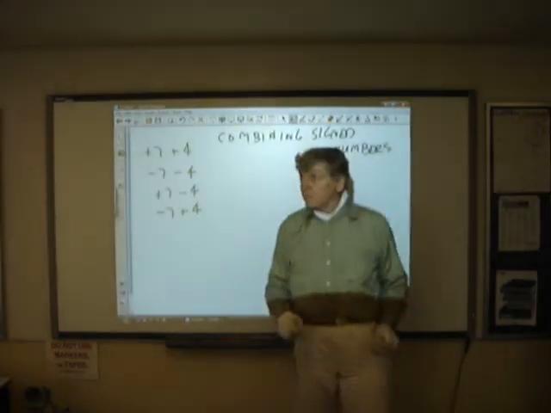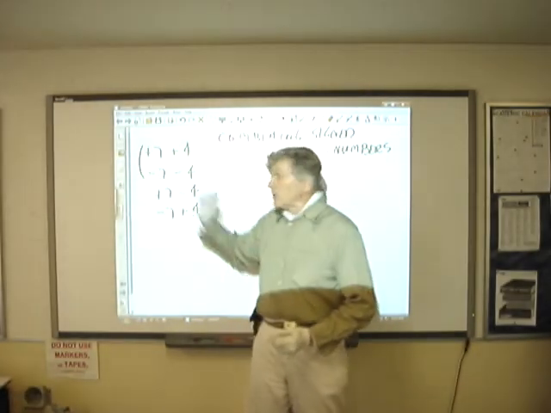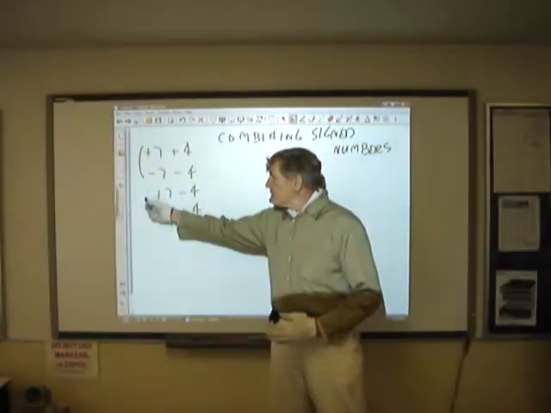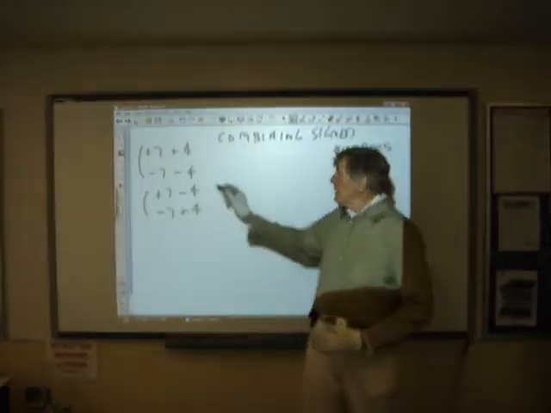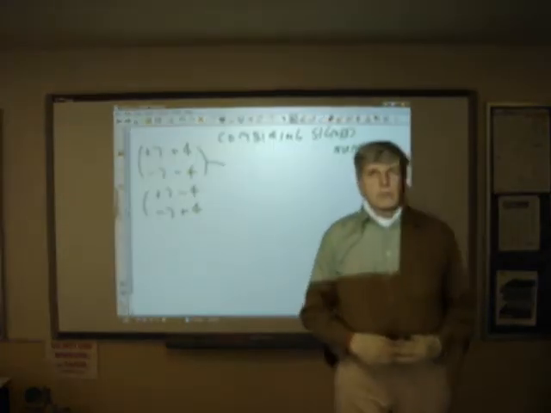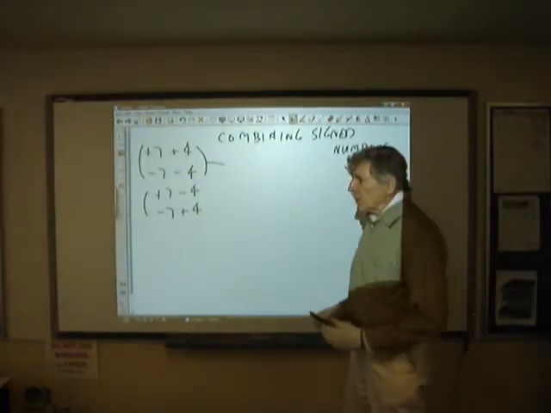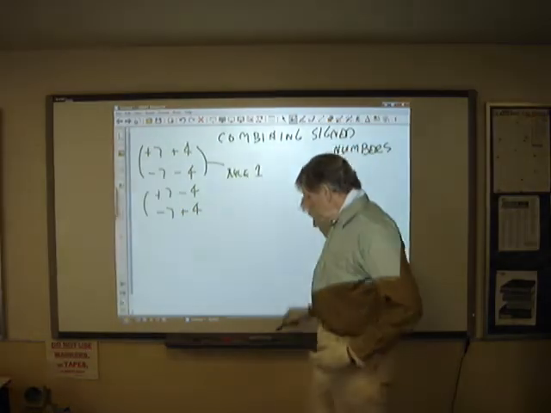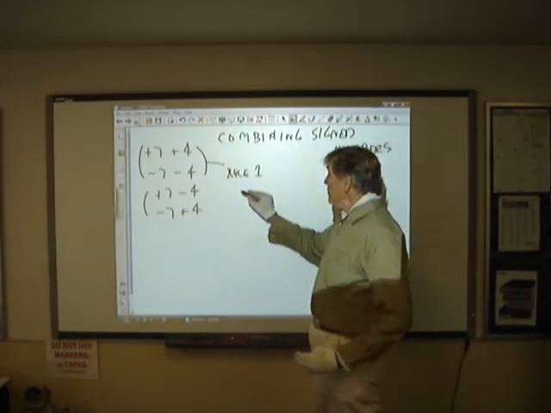They come in two types. The first type is where the signs are the same. The second type is where the signs are not the same. The first type, when the signs are the same, follows a certain rule for producing the result. And that rule is called Rule 1. And it is stated as follows.